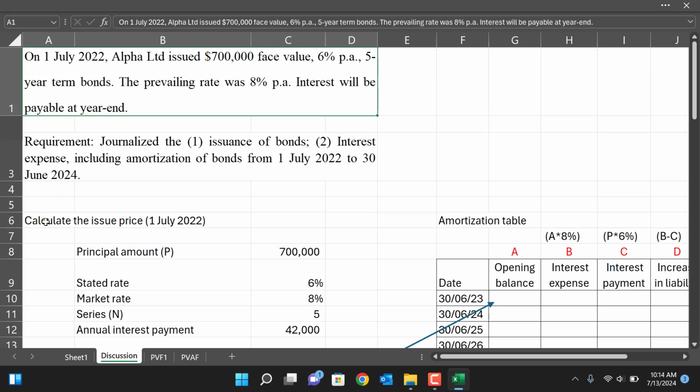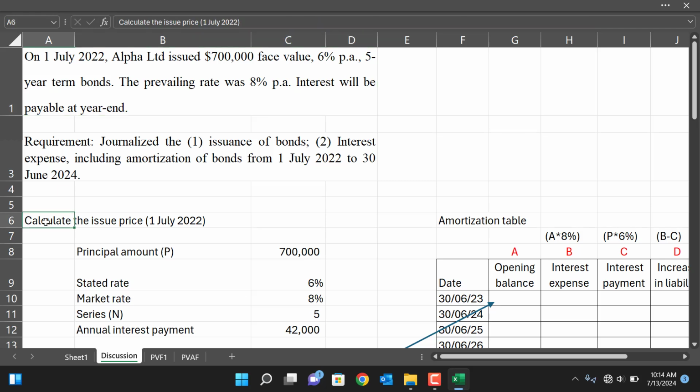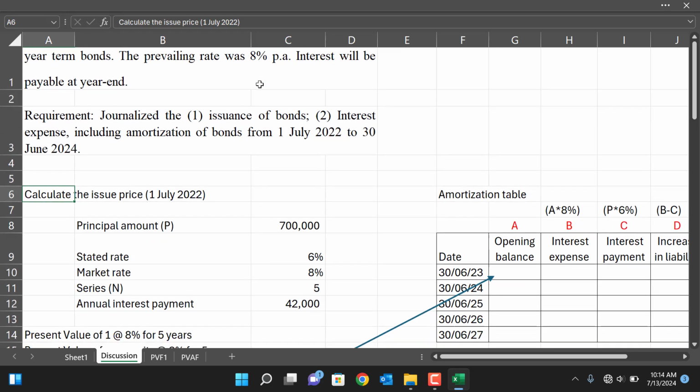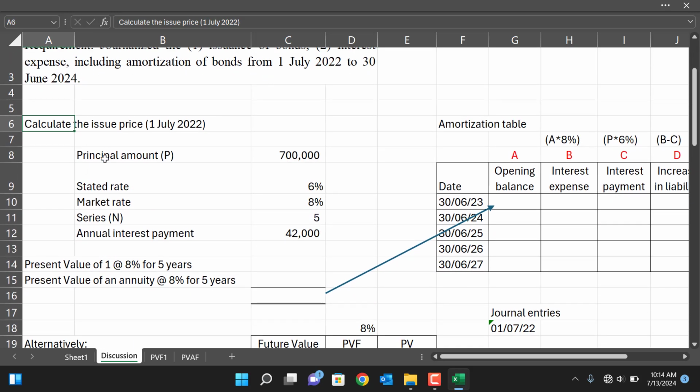Okay, so the first thing that you will need to do when you face this kind of problem is to calculate the issue price. Now, as you can see, there is a difference between the 6%, the stated rate, and 8%, which is the market rate. So which means there will be a certain difference between the face value of the bonds and the issue price. So to calculate that one, we need to have this.